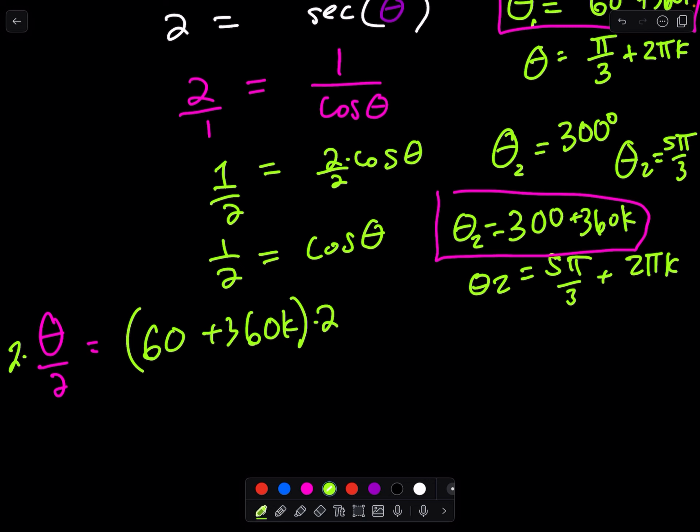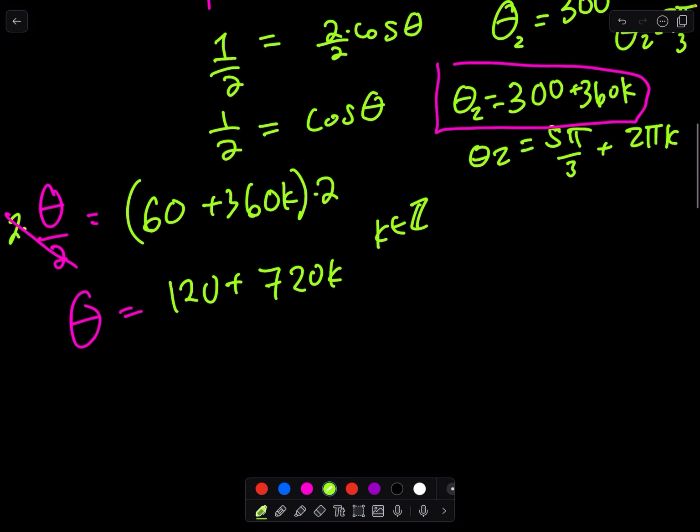Okay, so this is going to look a little bit weird here, but let's just roll with it. Now for our final answers for theta, we saw division, so we did multiplication. Again, that's the inverse. We now have an answer of 120 plus 720k, where k is in the integers. Okay?